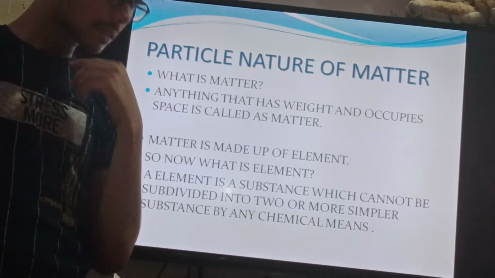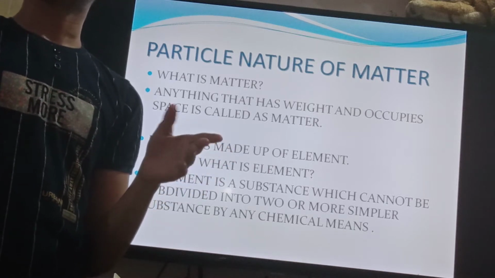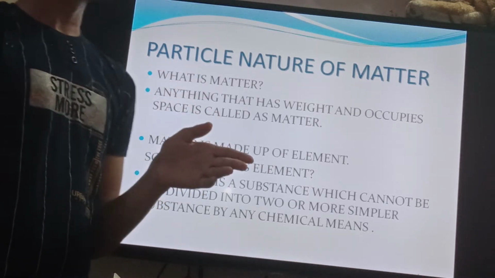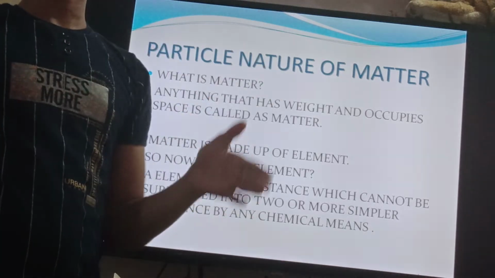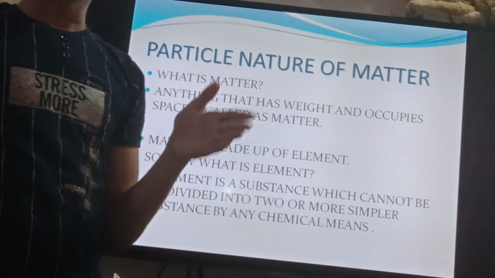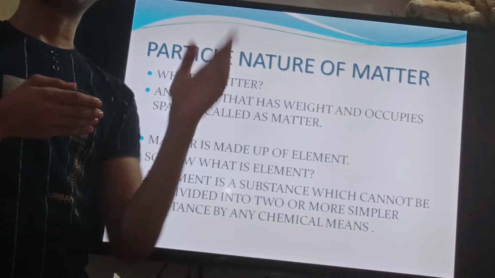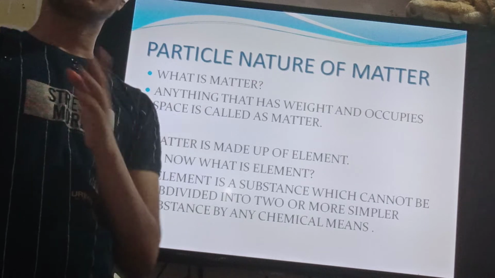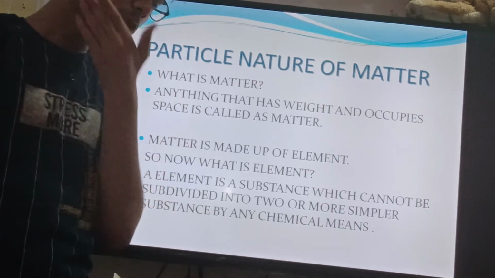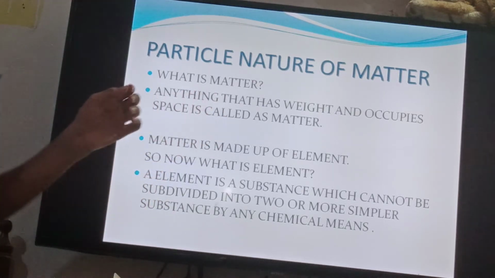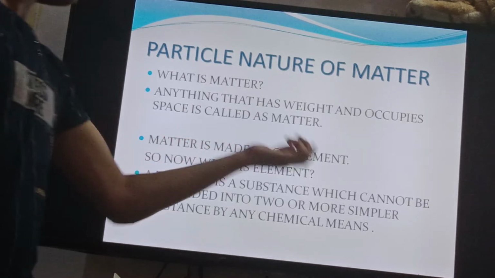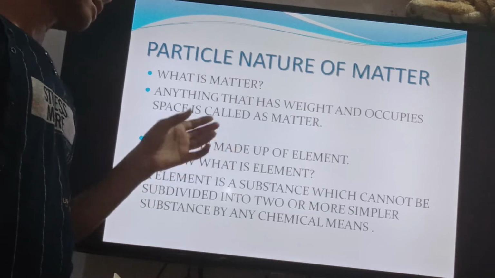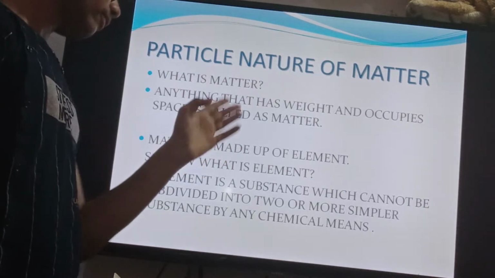If you have seen the periodic table, I don't know if it is in class 8th or not, I have forgotten. The periodic table is the tabular representation of all the elements of the world. It is like hydrogen, helium, lithium, beryllium, boron, carbon, nitrogen, and more. There are 118 elements. So hydrogen is an element, and matter is made up of elements.